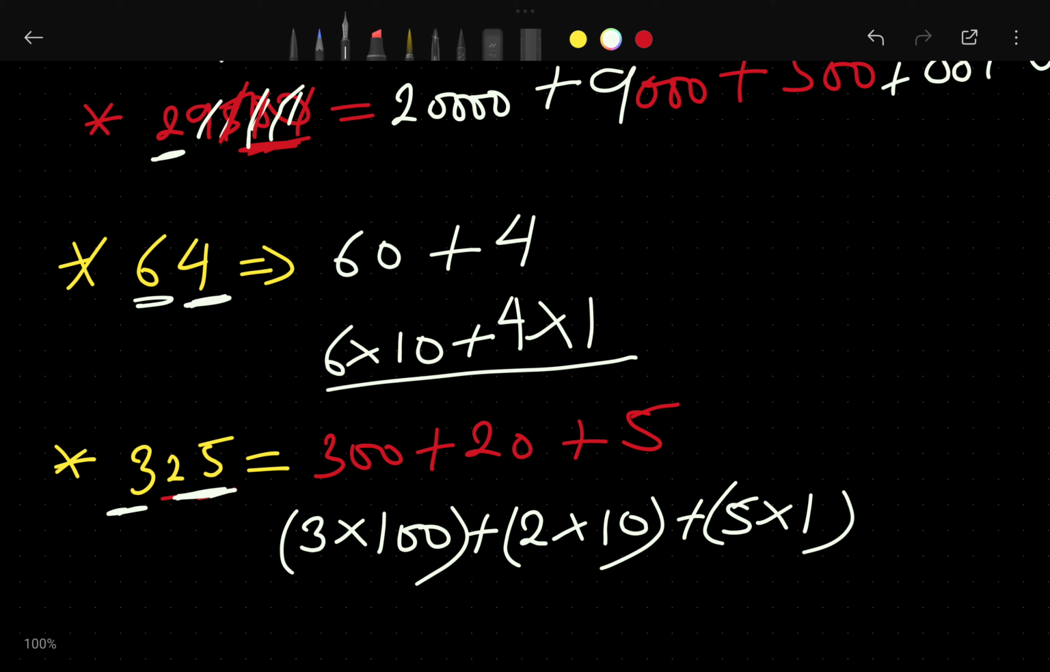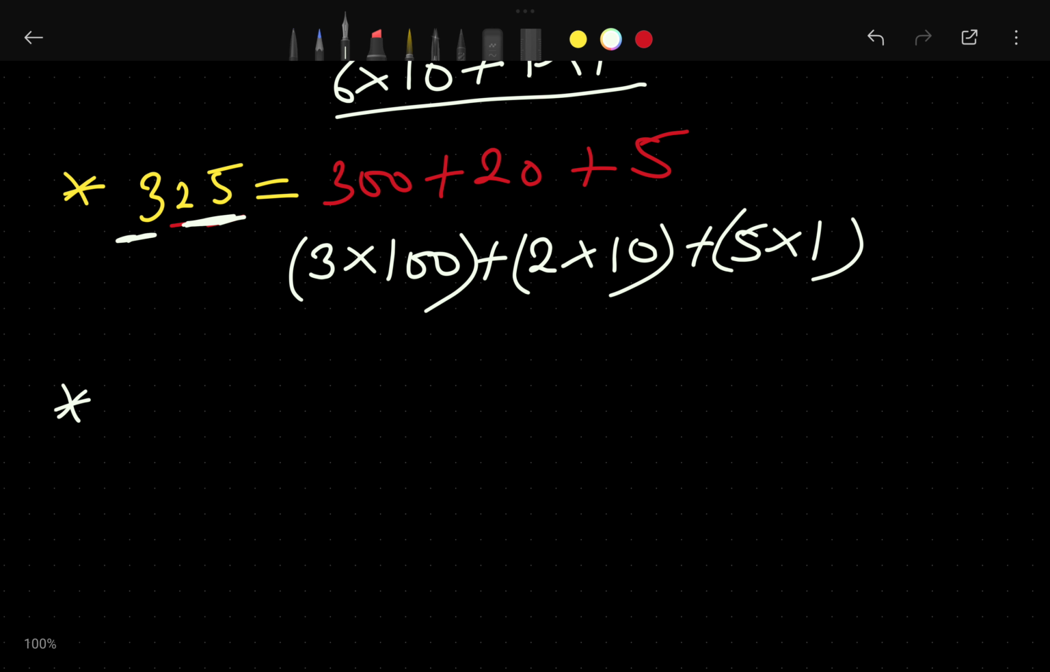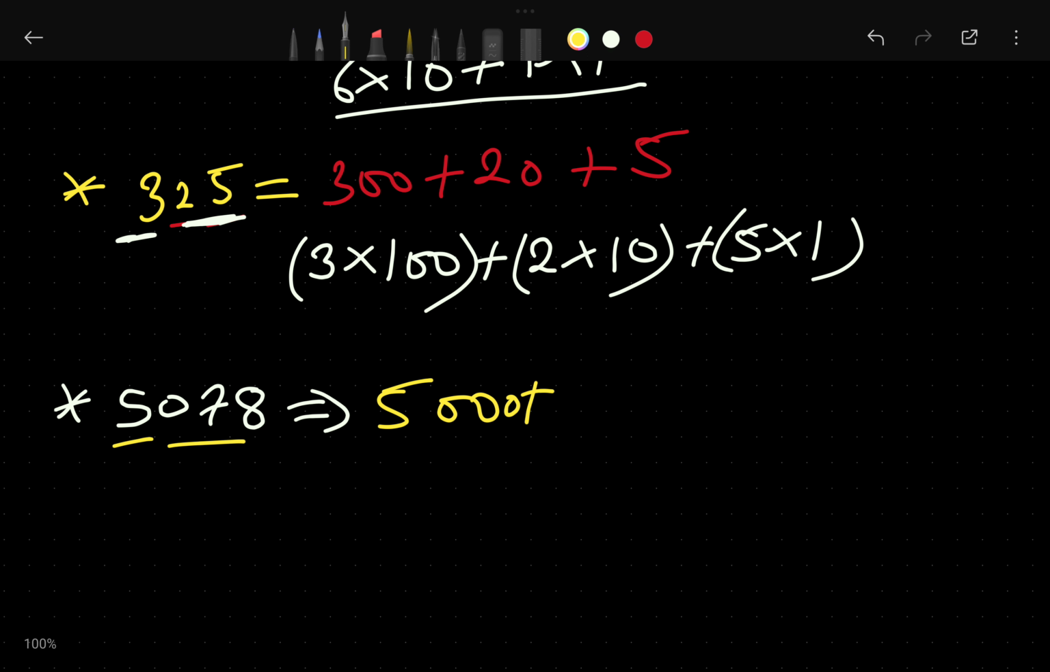Then, let's look at another question. The question is 5078. Simply, how are we looking at this? After the 5, how many digits are there? 4 digits, so we put 3 zeros. Then plus, I will write it neatly, 3 zeros plus. Then after that comes 0, but we are not writing 0 because there is no value of 0, so leave it. Don't write 0, but if you have any doubt, then you can write it.